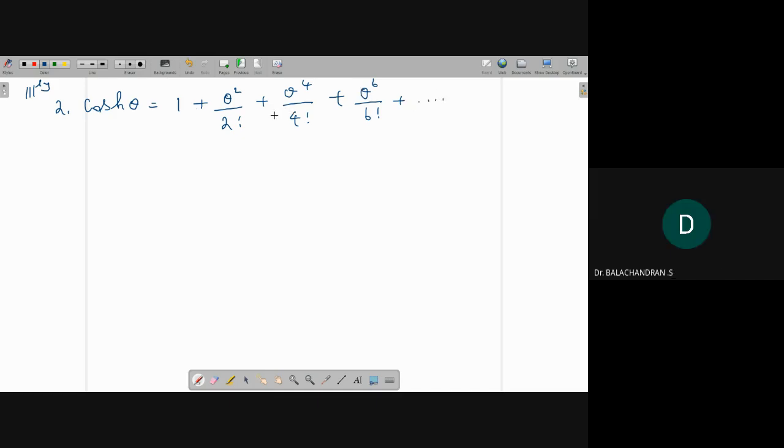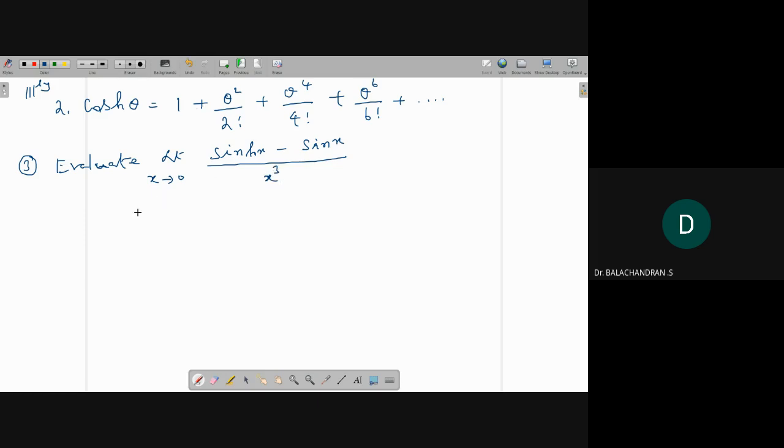So now I will solve one problem using these two formulas. Problem number 3. Evaluate the limit as x tends to 0 of (sin hx minus sin x) divided by x cube.